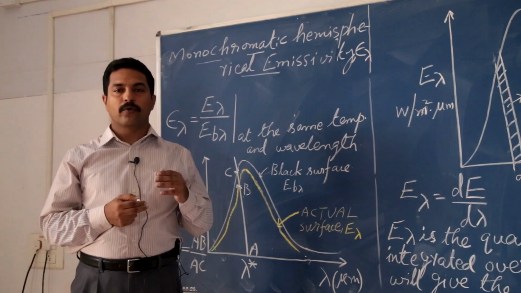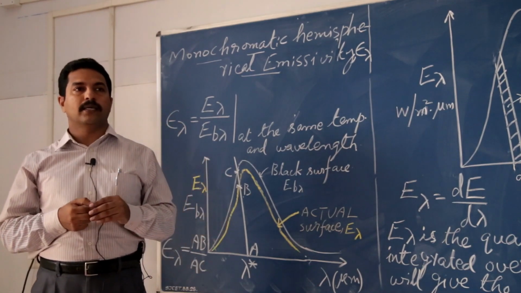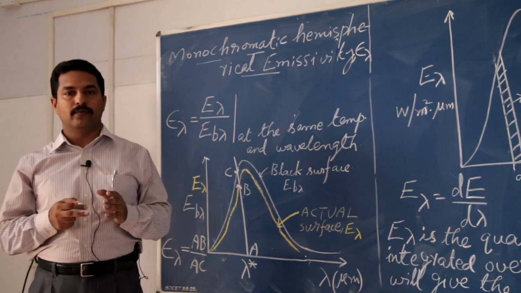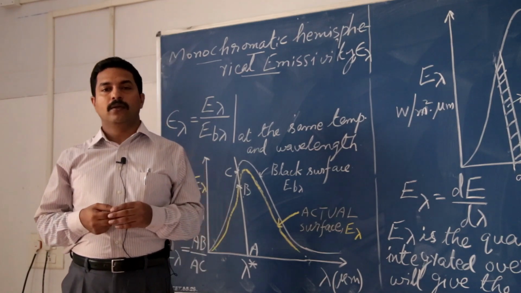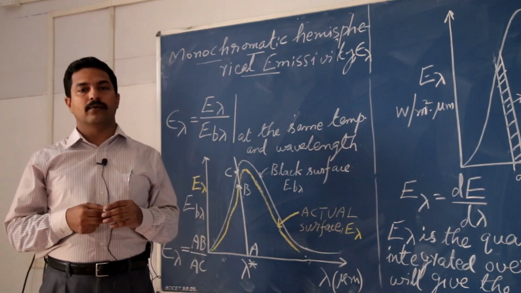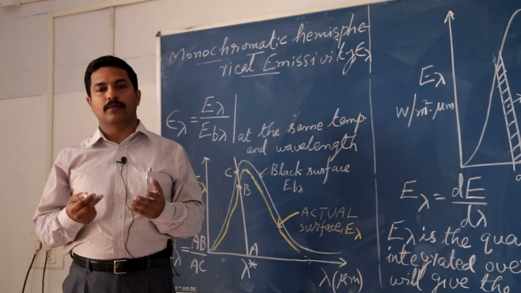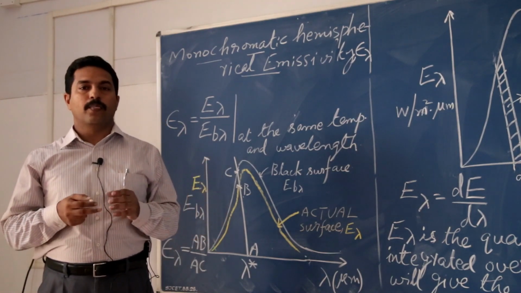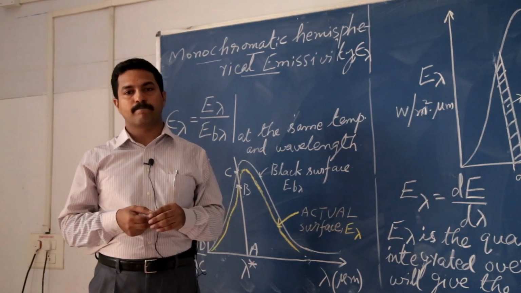So you should have some idea about these 4 terms, and that will be required when we simply say the term emissive power and other terms like monochromatic. Then immediately we should get the idea, okay, monochromatic, so it depends on wavelength. Simply emissivity means there is no point in worrying about the wavelength as well as direction.